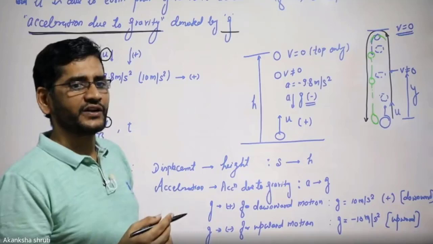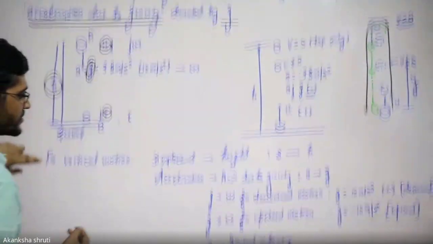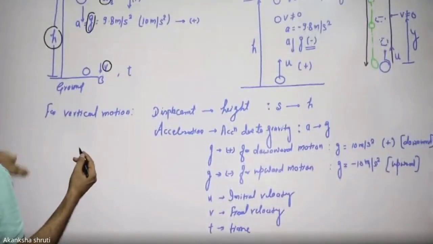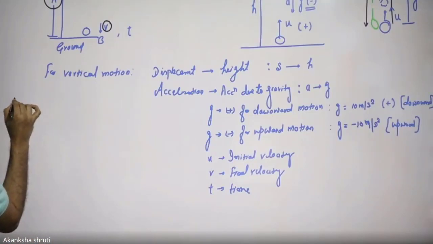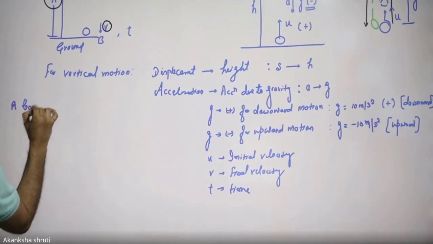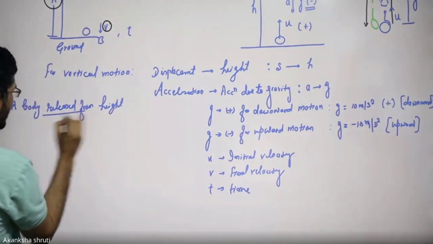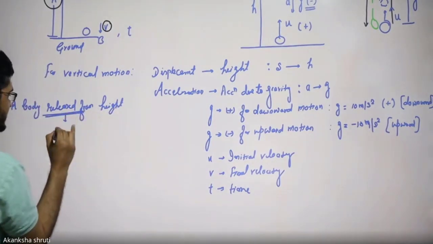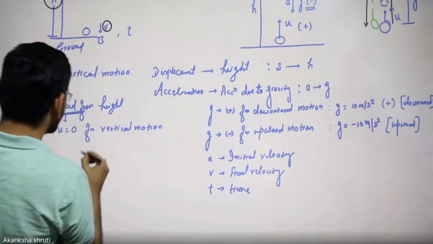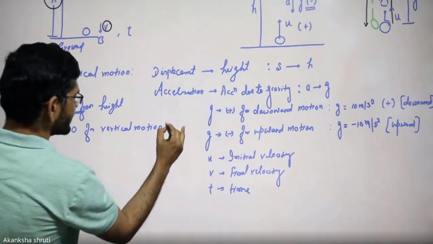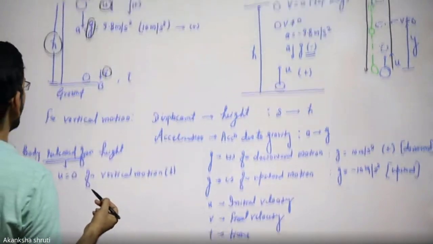In that condition, u becomes 0. So students, that condition or that term we have to write here: body released from height. So this term released simply means u is equal to 0 for vertical motion, and the motion is downward. Keep in mind, it is for the downward. So this could be another phrase that we will come across.